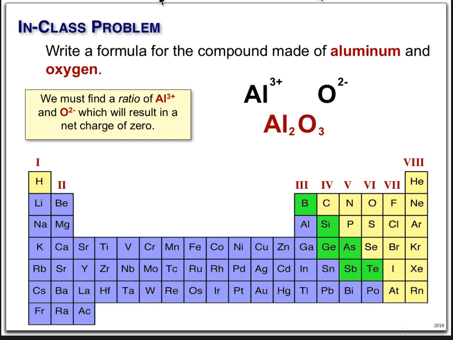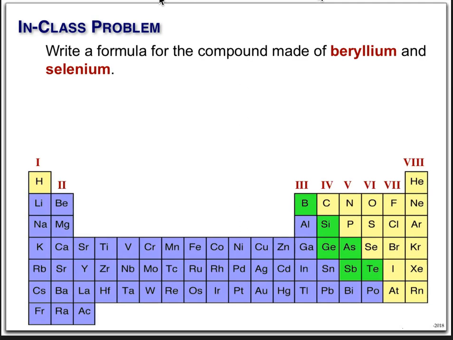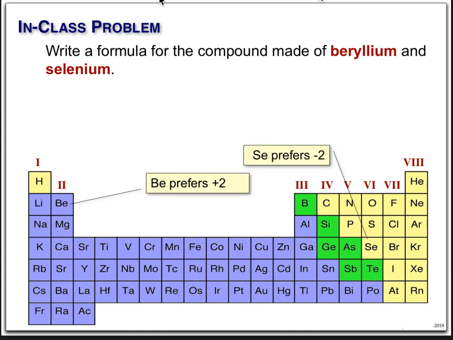Think about it. This is 6 positives. This is 6 negatives. Now, this is a nice little tool for complicated molecules. You don't want to use it blindly. For instance, go ahead and write beryllium and selenium. Beryllium, right here in group 2, +2. Selenium, over here under sulfur, group 6, -2.